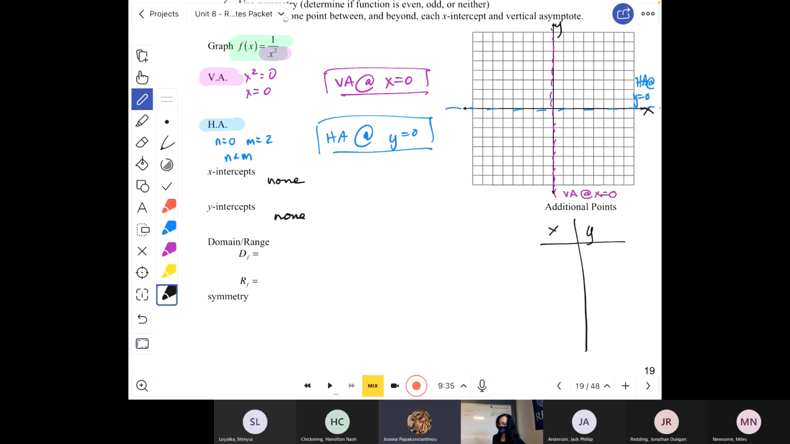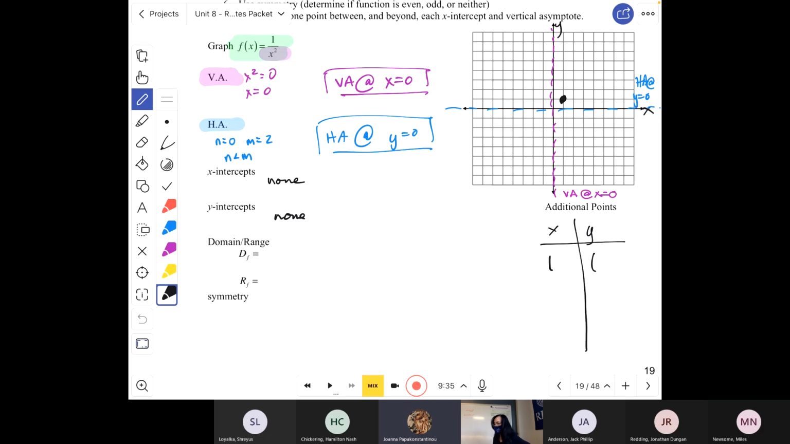I don't know. He means like a hypothetical situation. Hypothetical situation, best practice plot points, because that's going to tell you exactly which quadrant you're in. So I'm going to choose an x value greater than 0. I don't care what you choose. What about 1? When x is 1, what is y?